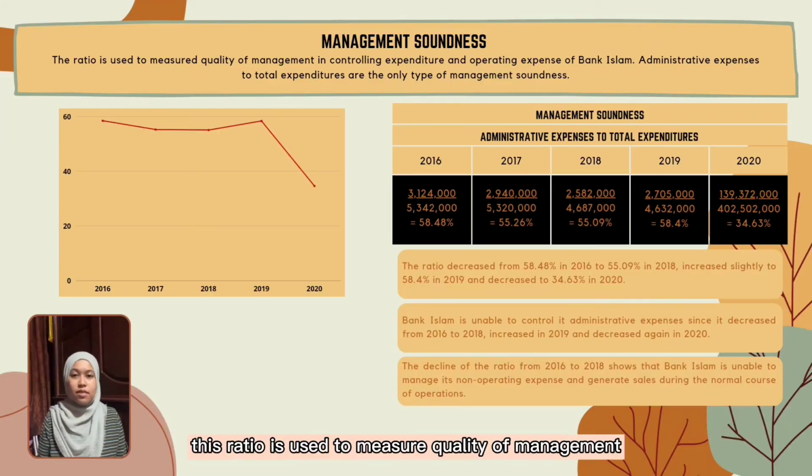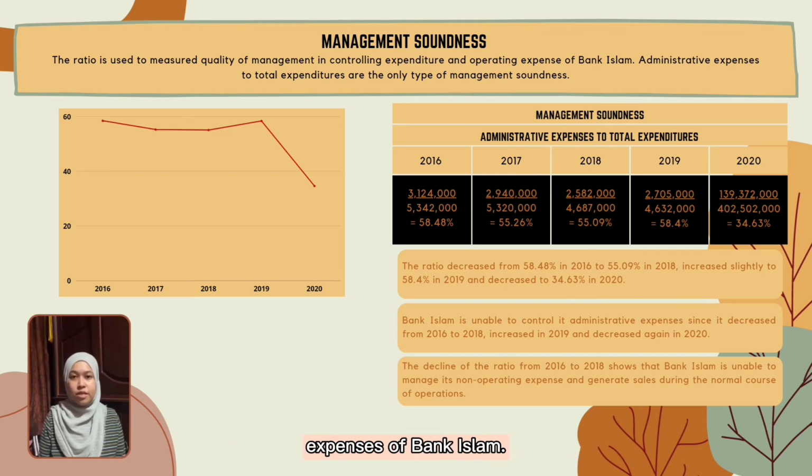Management soundness. This ratio is used to measure quality of management in controlling expenditure and operating expenses of Bank Islam. The figure shows the administrative expenses to total expenditure ratio decreased from 2016 to 2018, increased slightly in 2019 and decreased in 2020. Bank Islam is unable to control its administrative expenses. The decline of the ratio from 2016 to 2018 shows that Bank Islam is unable to manage its non-operating expenses and generate sales during the normal course of operations.